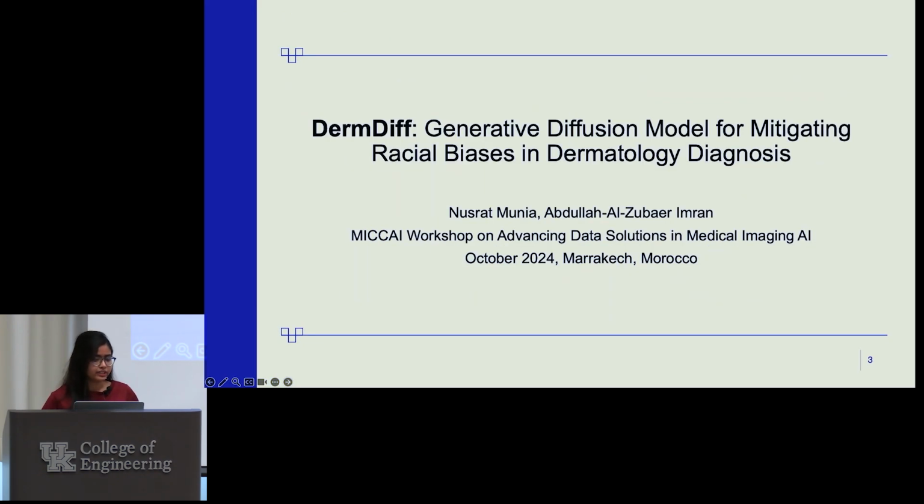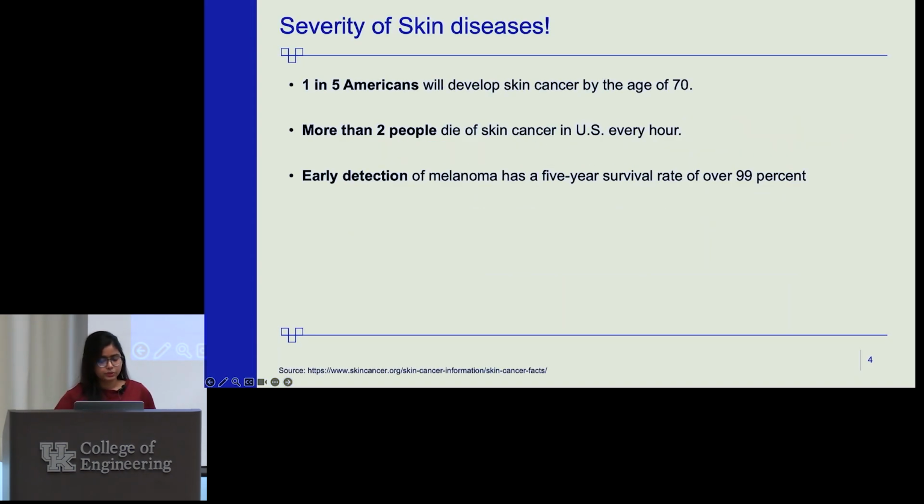And this is the first model, which we call DermDiff, generative diffusion model for mitigating racial biases in dermatology diagnosis. This paper was published last year and I have presented this paper at the MICCAI ADSMI workshop. So to begin with, skin cancer is one of the most common cancers, not only in USA but also worldwide. More than 2 people die of skin cancer in US every hour. Melanoma is one kind of malignant skin cancer, and statistics have shown that early detection of melanoma has a high 5-year survival rate.